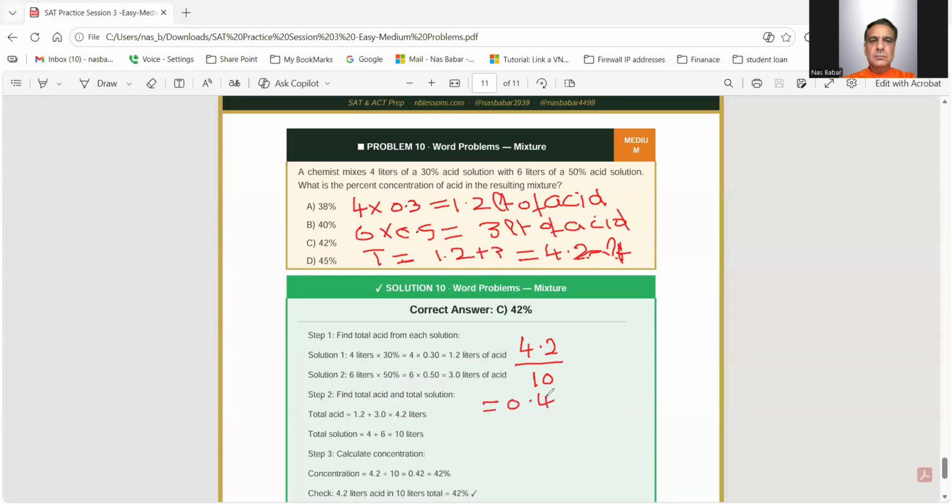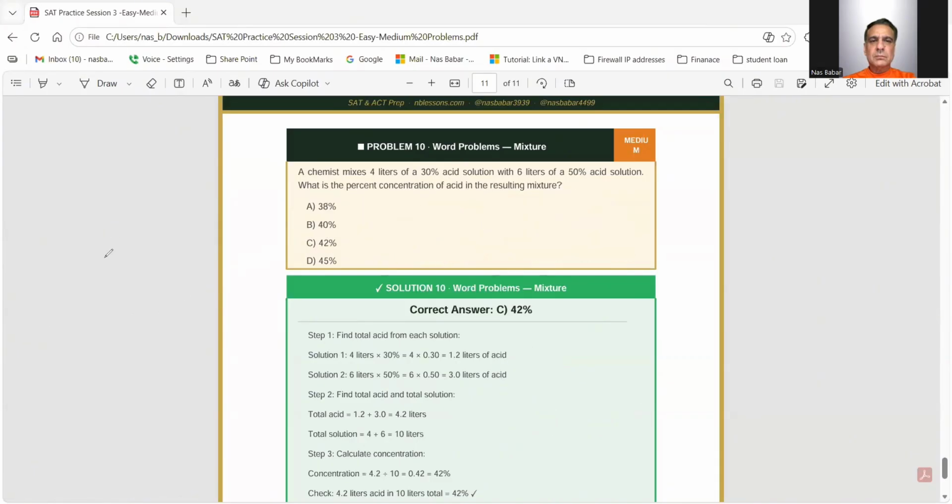Then you get basically 0.42. Easy peasy. And then you multiply this by 100. So the answer is 42%. So in other words, in 10 liters of solution, you have 42% of acid. So how's that? Let me go ahead and circle this. And C is the answer. Let me go ahead and clear the board and we move on to the next problem.